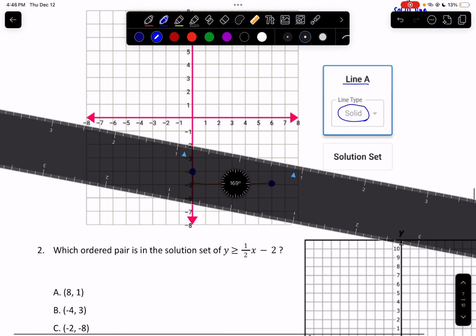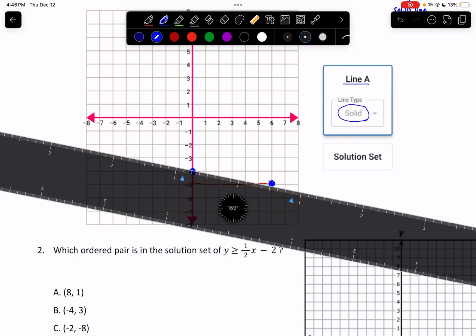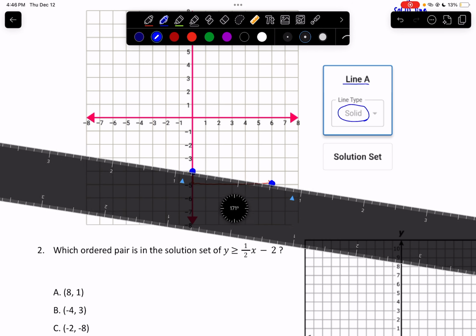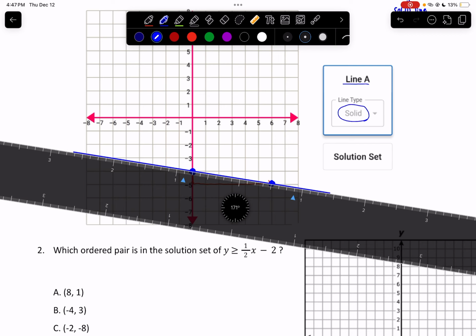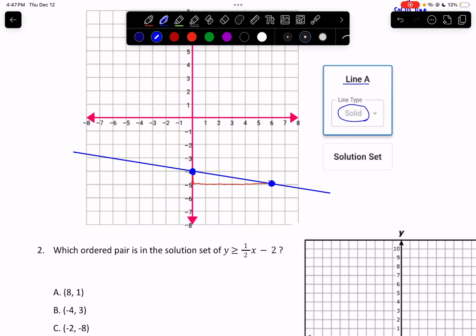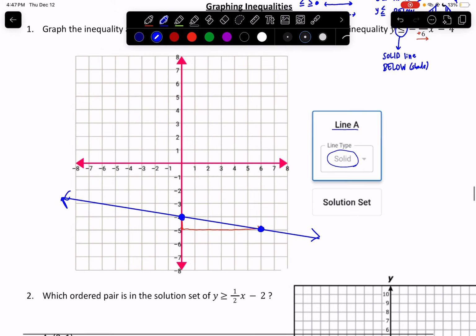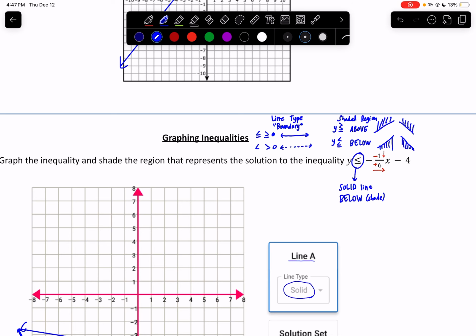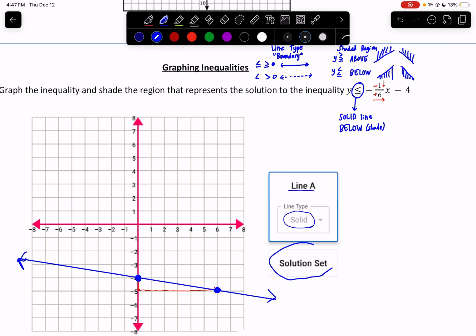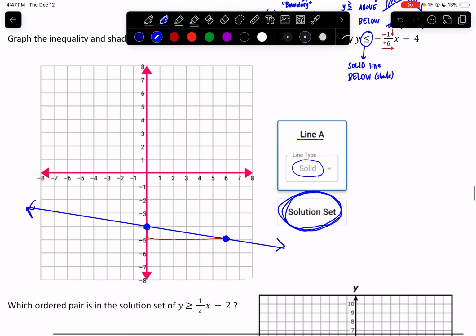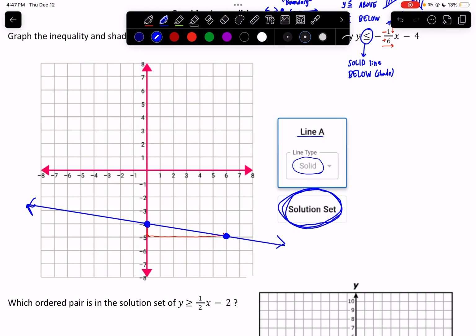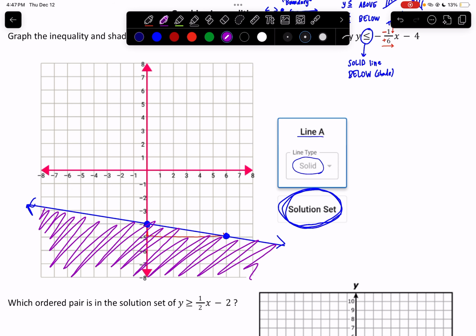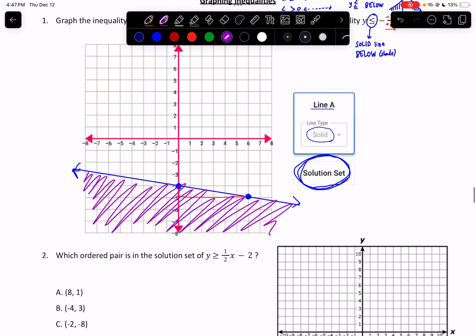Let me just make this look nice. There we go. Okay, solid line. And we're not done, because not only are we equal to those points, we're also less than those points. So on Eduphoria, you will tap or click this button, and then hover your mouse over the side that you want to shade, which in this case is the shade below. You click somewhere down here and it will shade that in for you. So that is how you do number one.